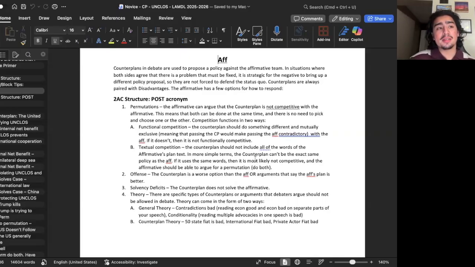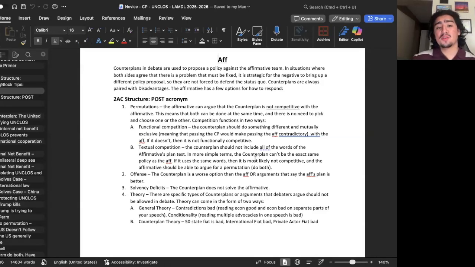What would be textually competitive is, for example, instead of the affirmative only increasing deep sea mining in the Arctic, a counterplan that is textually competitive might take out a part of the Arctic that it does not want to increase deep sea mining in. That would be textually competitive because then it's minimizing the scope of the affirmative's plan text. It becomes textually competitive in that way. Most of the time, counterplans are established using functional competition nowadays, so you won't see textual competition a lot, but it does come up sometimes. And we'll go over that more in the theory lecture that is also posted.